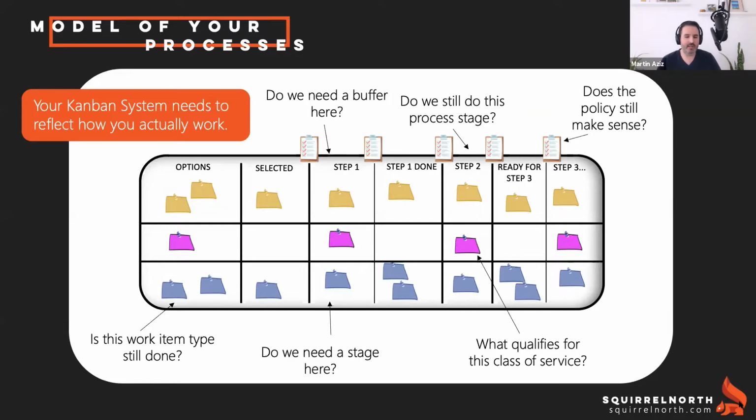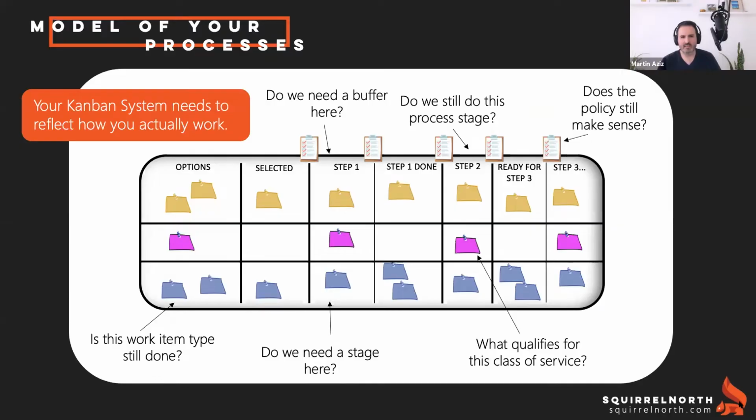Does everything qualify for the various existing classes of service? Are you still even offering all your existing classes of service? We'll talk about that in a bit. And then your work item types. Is the nature of what your service offers actually changing? Are you providing the marketplace with the exact same offering as you have in the past, or is that in fact changing?